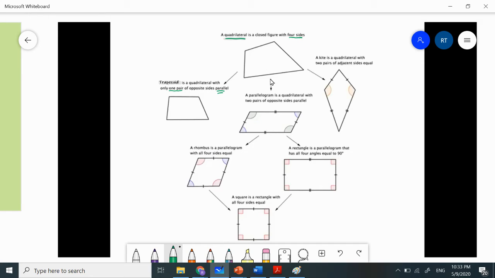Now, if this quadrilateral becomes a little bit more special and has one pair of its opposite sides parallel, then we will call that quadrilateral a trapezoid. So look at these two sides, this one and this one. This is one pair of sides that are parallel, right? You can see if we extend them forever, they will never meet. So they are parallel. So this is only one pair.